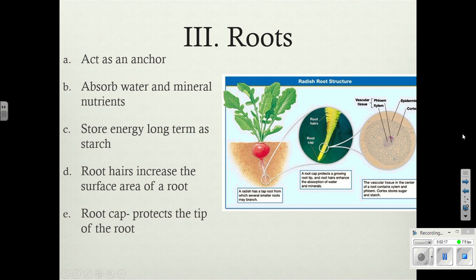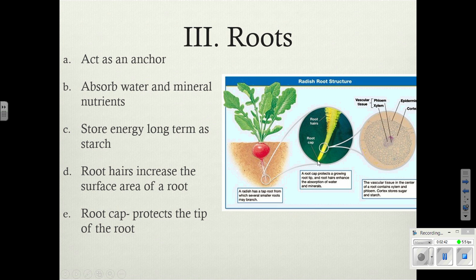So the roots are just there to act as an anchor, but they're also going to be helping us absorb all the water and mineral nutrients from the soil. They're also going to help us store energy long term in the form of starches. So that's those nice complex sugars that we're storing down there. They have tiny little root hairs that come off of each of the roots. And what that does is just increase the surface area so we can absorb more water at any given time.